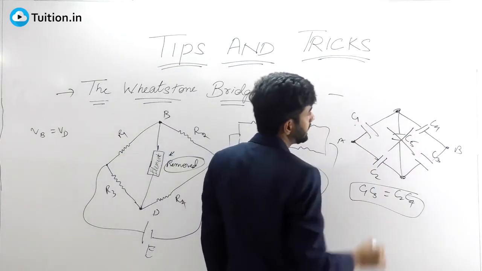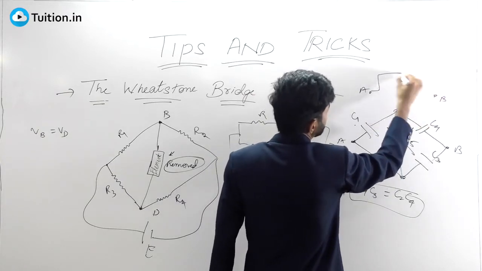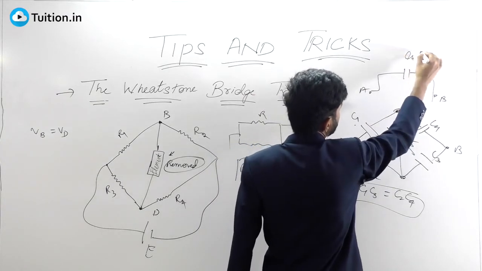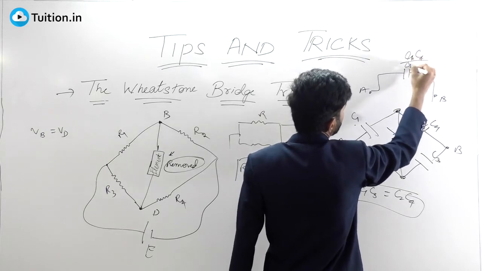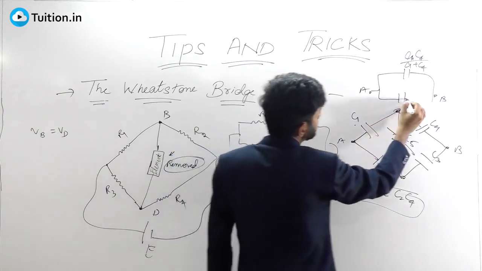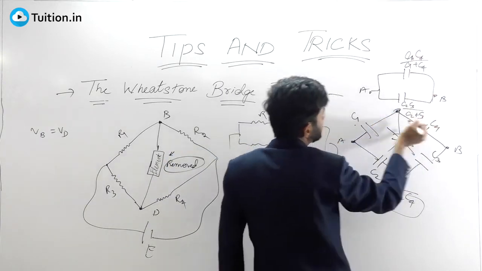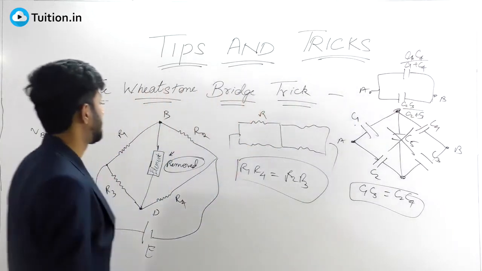And then you can see the problem has become very simple. C1, C4 is in series, so the capacitance between A and B now is C1 C4 divided by C1 plus C4, right? And then you have C2, C3 in series, so you have C2 C3 divided by C2 plus C3, and these two are in parallel, so you just add them up to get the net capacitance.